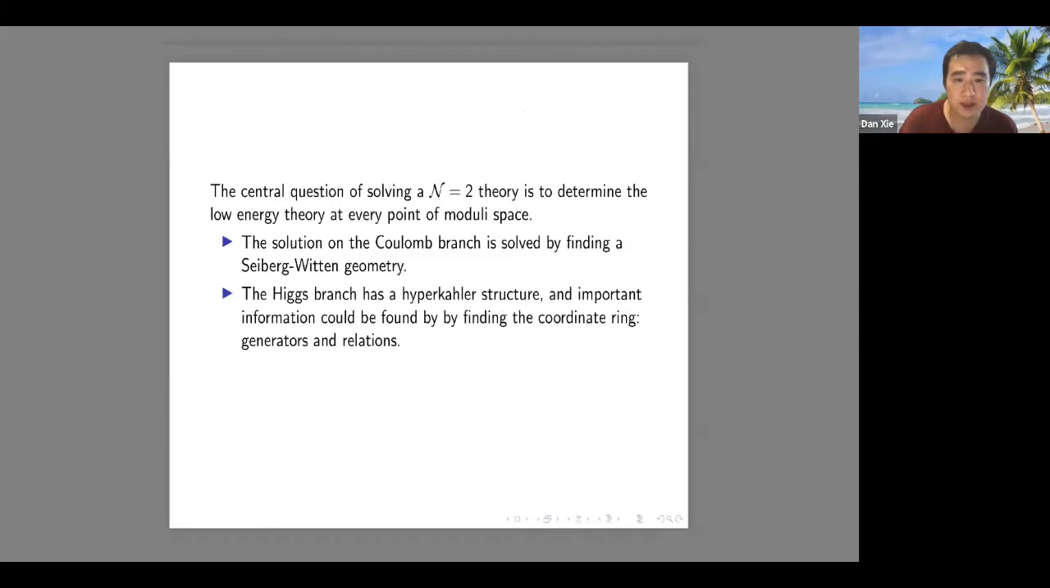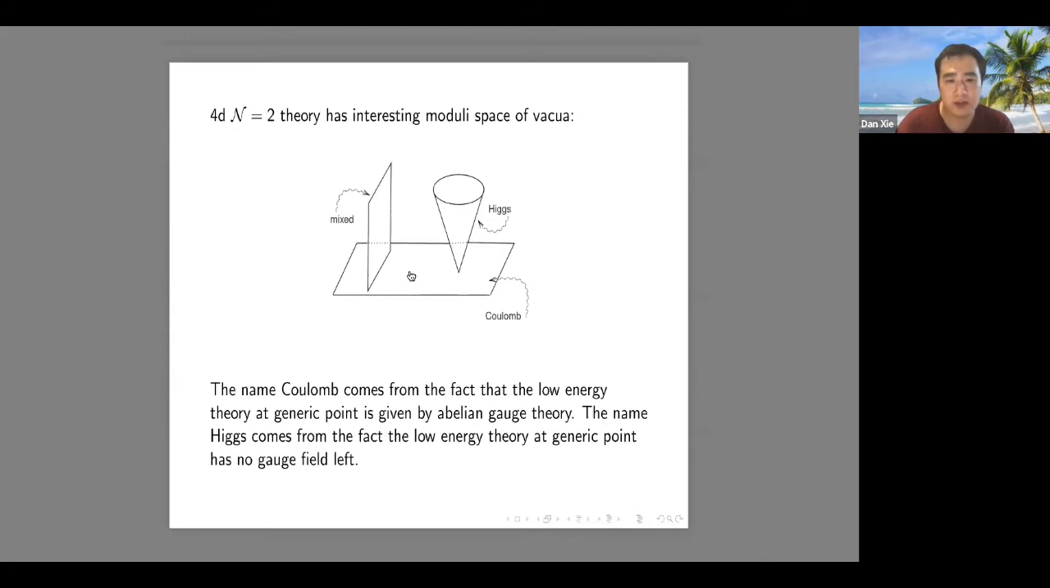Okay, so the central question of solving a four-dimensional N=2 gauge theory is to determine the low-energy theory at every point of moduli space. So given a point on the moduli space, or a particular vacuum, we'd like to determine the low-energy physics. That's the central question of solving a four-dimensional N=2 gauge theory.